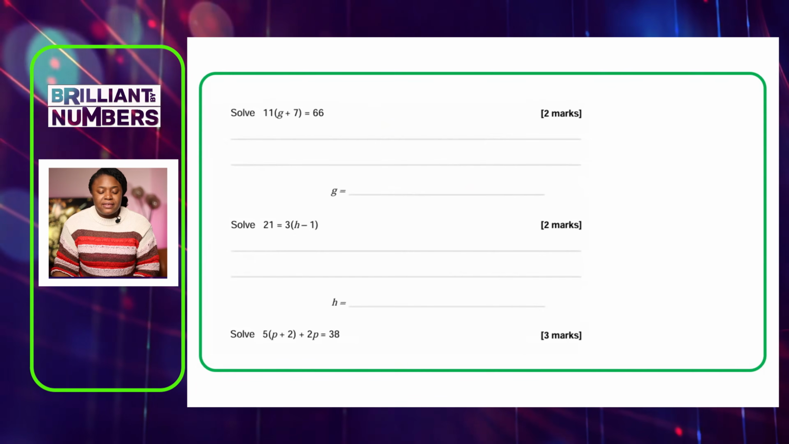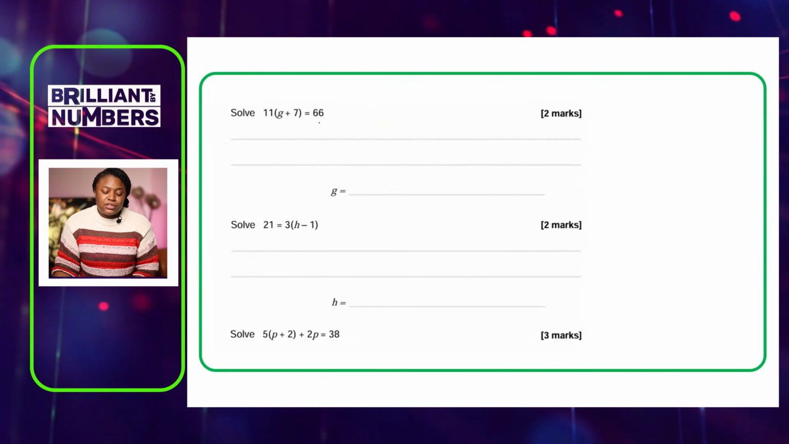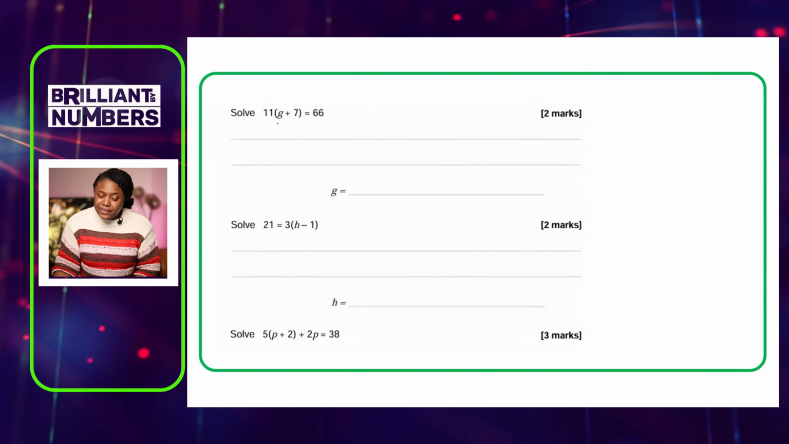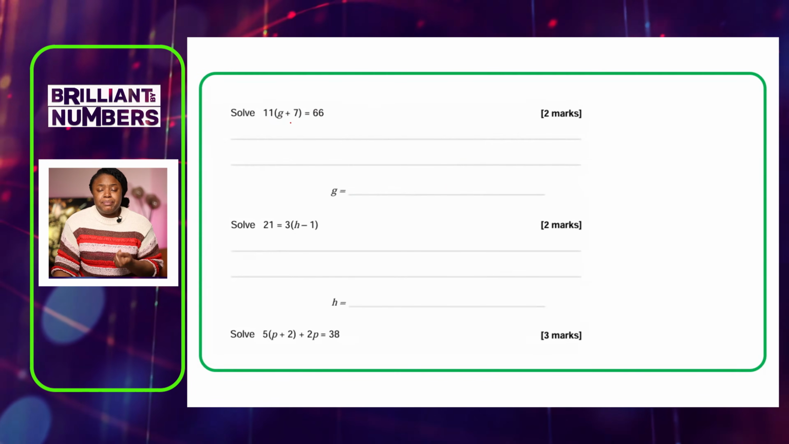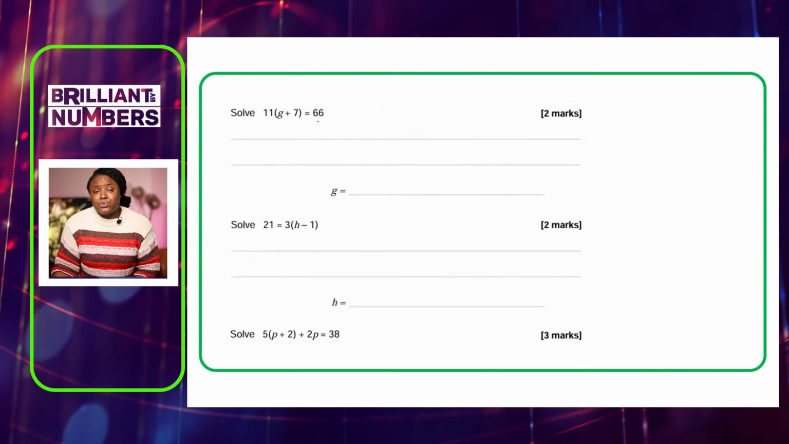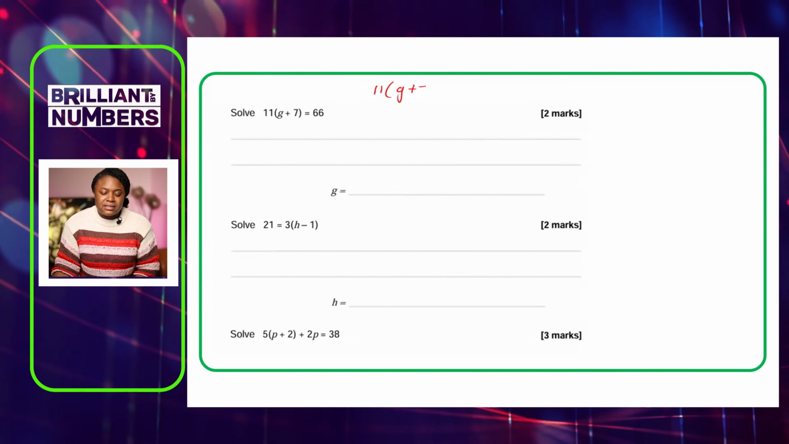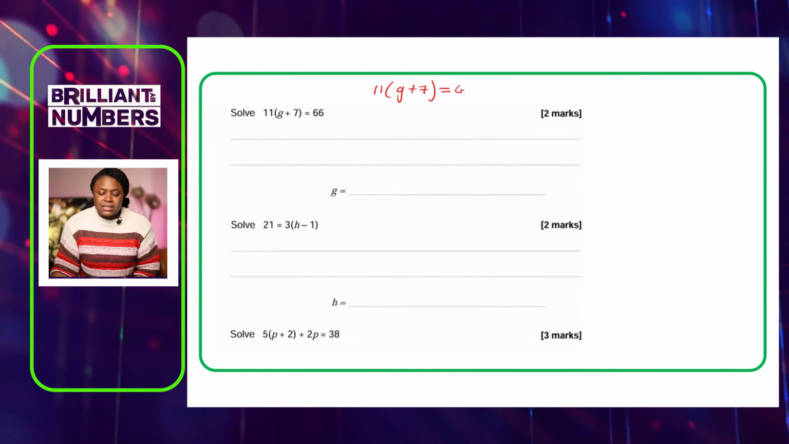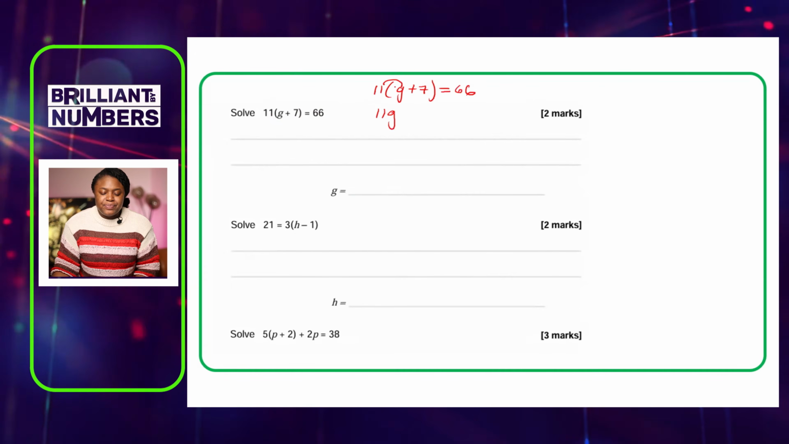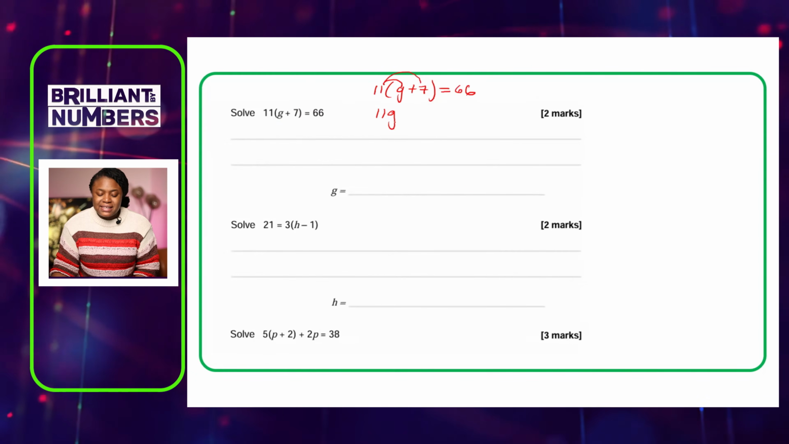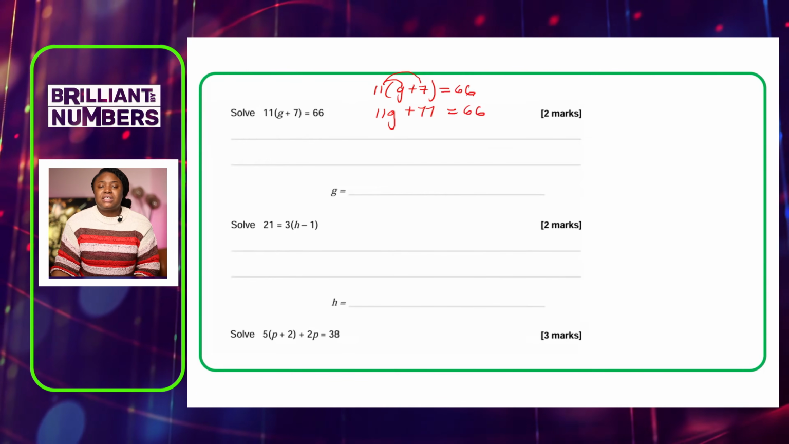2 ways to navigate this question. First of all, I can expand my bracket, or I could do 66 divided by 11 first, and then the answer, I make that equal to g plus 7. But I'm just going to choose the route of expanding my bracket. So 11 bracket g add 7 equal to 66. So 11 times by g gives me 11g. And 11 times by positive 7 gives me positive 77, and that's equal to 66.